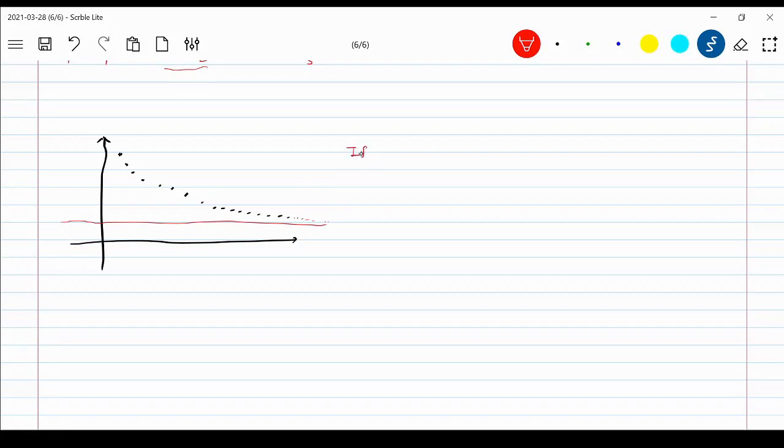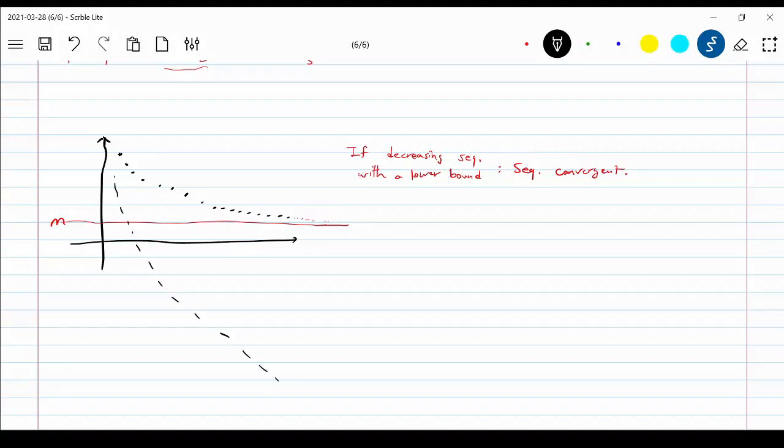So if we have a decreasing sequence with a lower bound, meaning that the smallest value is bounded by some number, then what we can say is that the sequence would be convergent. If we don't have this lower bound, then maybe it would be decreasing, but it'll look like this. It goes on to negative infinity. So this wouldn't be an option. So without the lower bound, we can't say anything.